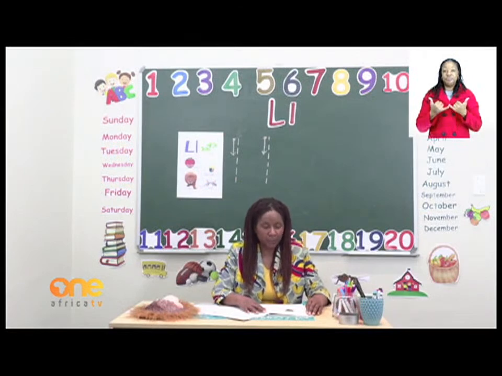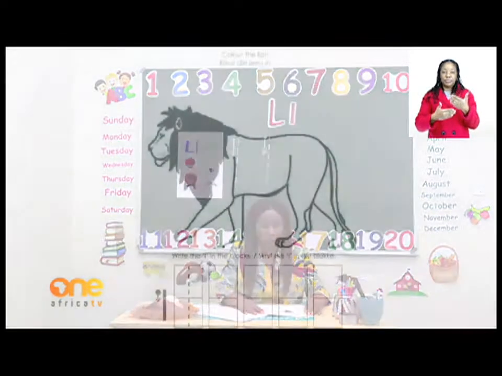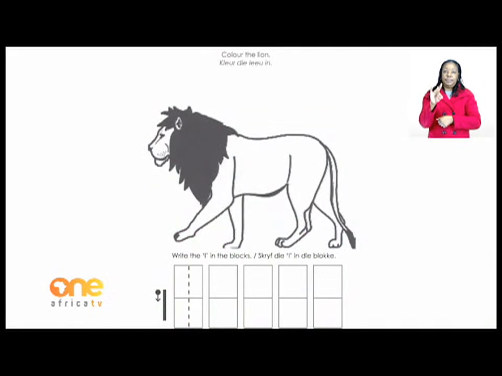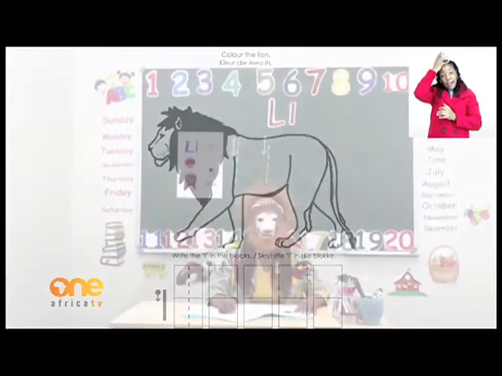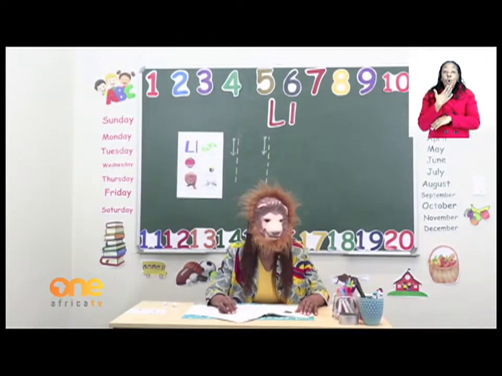Now let's turn to page 18 of our booklet. I would like to find out something interesting from you boys and girls. Who is the king of the jungle? Who?